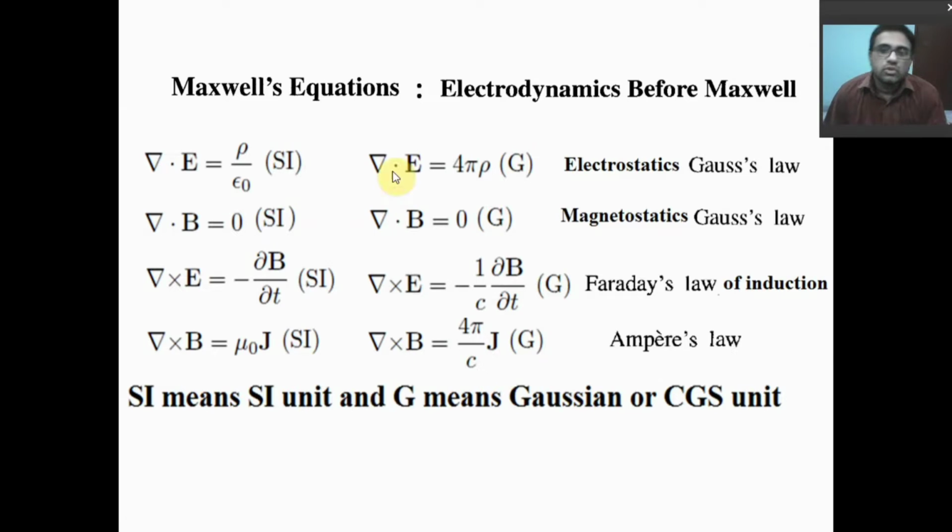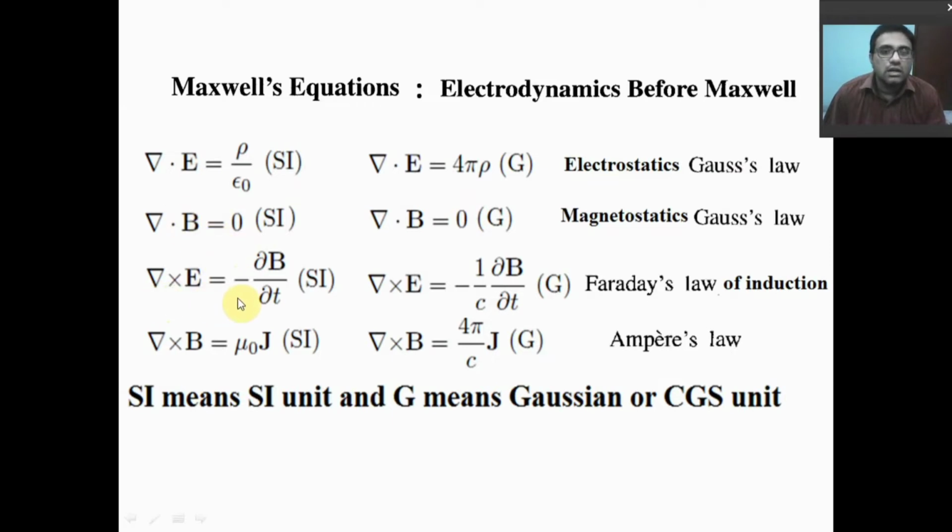Okay. So the first equation is the electrostatic Gauss's law. There are 2 forms, SI and CGS units. You can write only the SI unit if you want, and mainly people write in SI unit. So del dot E equals rho by epsilon naught, that is the electrostatic Gauss's law. Then del dot B equals 0, that is the magnetostatic Gauss's law. E here is the electric field and B is the magnetic field.